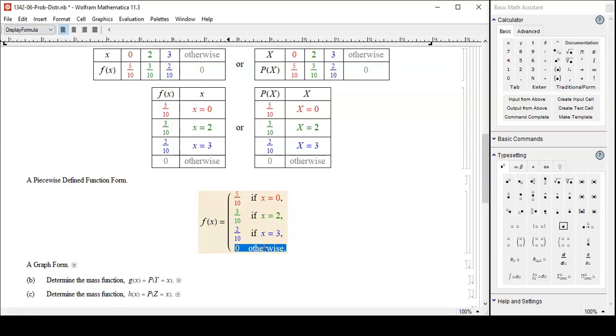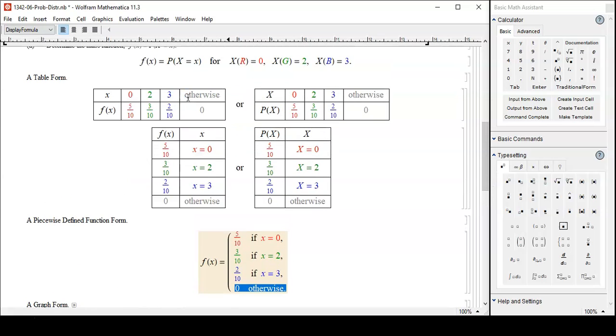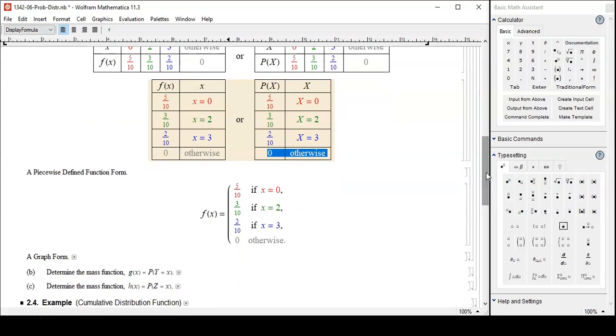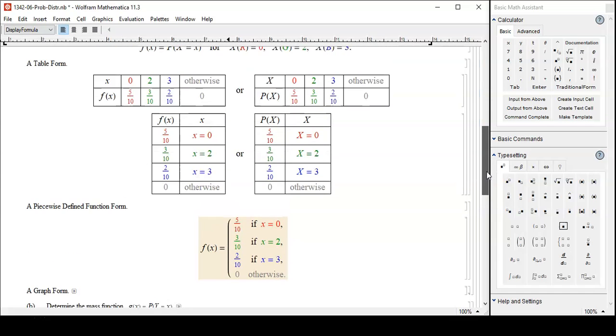And curiously enough, if you use this piecewise defined function form, then nobody ever skips this otherwise 0. I've never seen anybody skipping this. In tabular form, I've seen many people skipping this part, otherwise 0, in many books. But curiously here, I've never seen anyone skipping this. Anyway, you have all different expressions here.